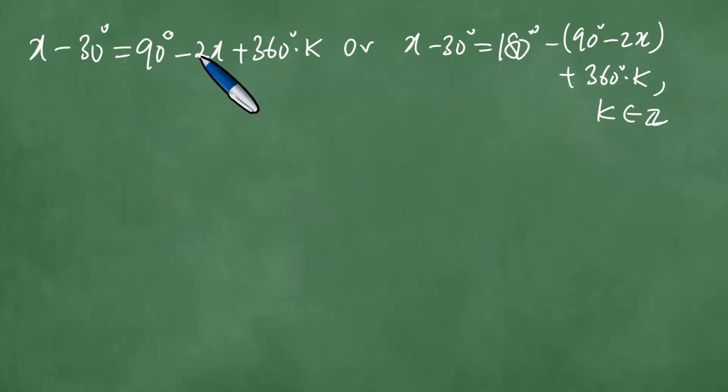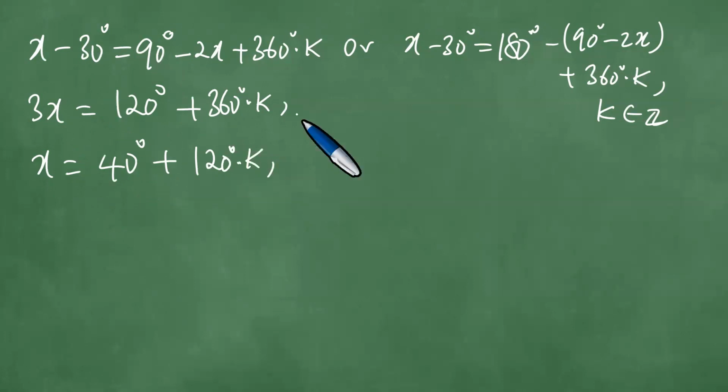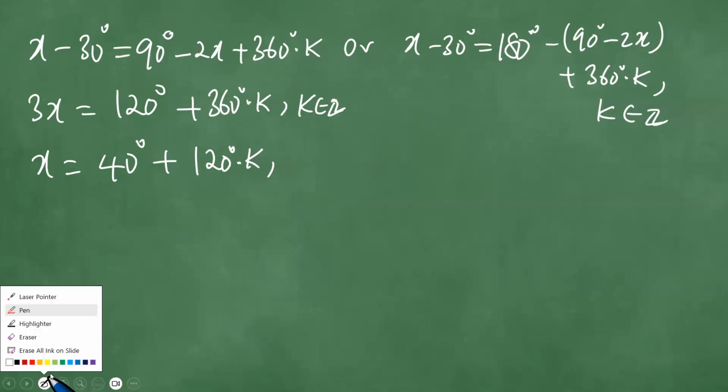Okay, so you bring this across, which is 3x. 90 plus 30 is 120, because the minus 30, you bring it across, it becomes plus 90, which is 120 plus 360. You divide by 3. What is 120 divided by 3? It is 40. 360 divided by 3 is 120 degrees times k, k an element of the set of integers. You can put it at the end.